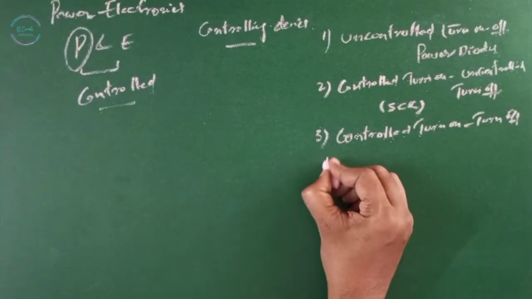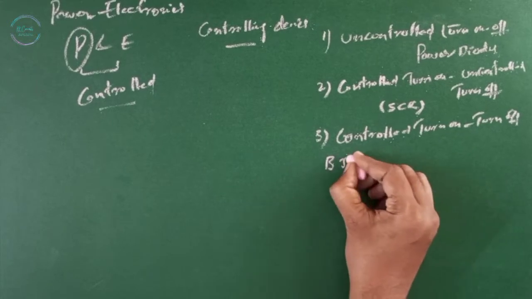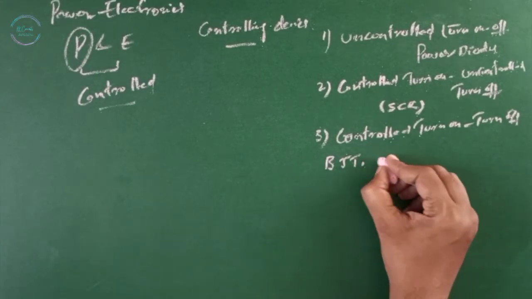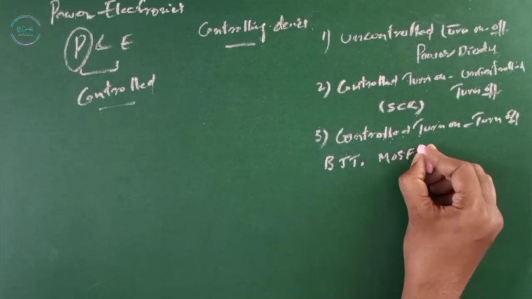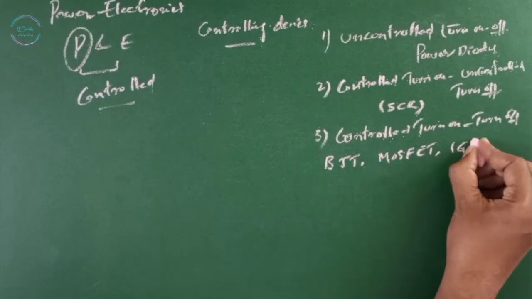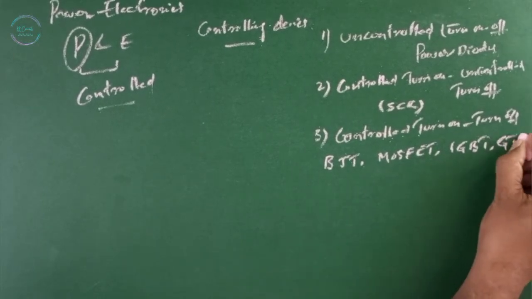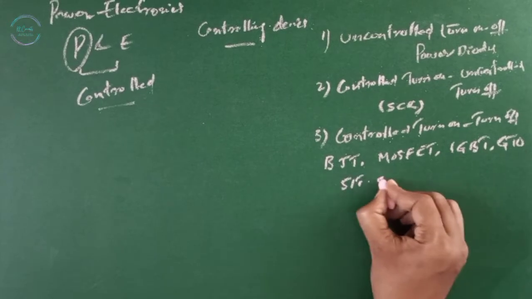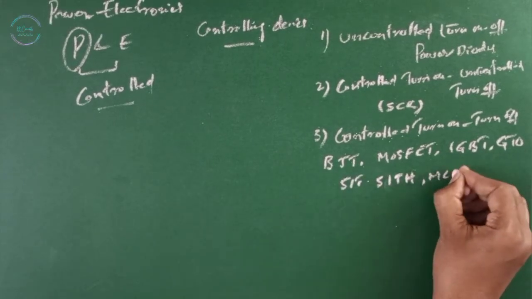And third one, controlled turn on and turn off, is possible in most of the power semiconductor devices like BJT, MOSFET, IGBT, GTO, SIT and MCT.